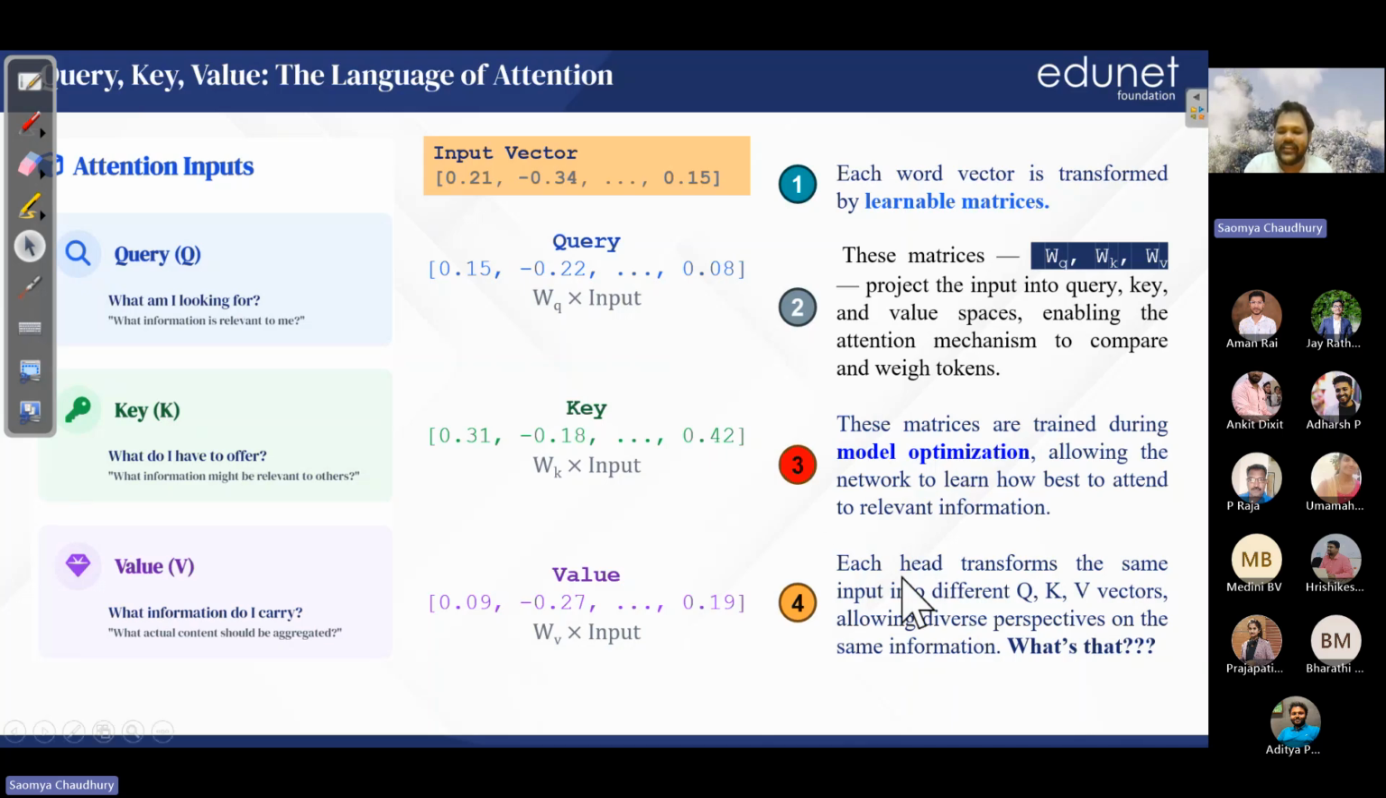Each head transforms the same input into different QKV vectors, allowing diverse perspectives on the same set of information. We'll talk about it. Why am I saying diverse perspective? This is for a further slide. That is what is referred to as multi-headed attention. We'll talk about it.